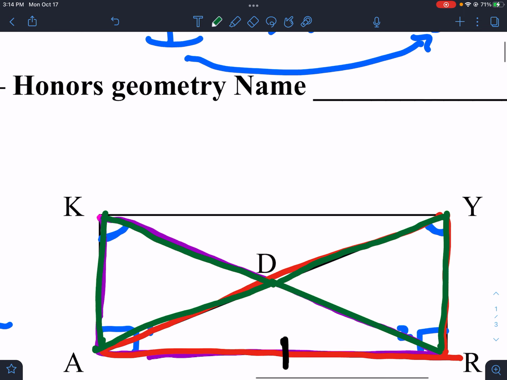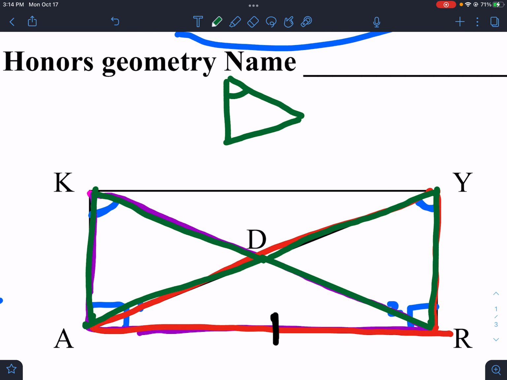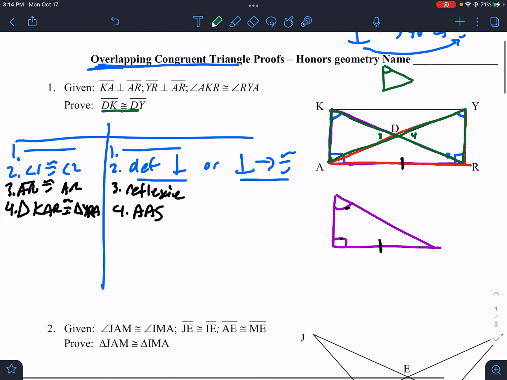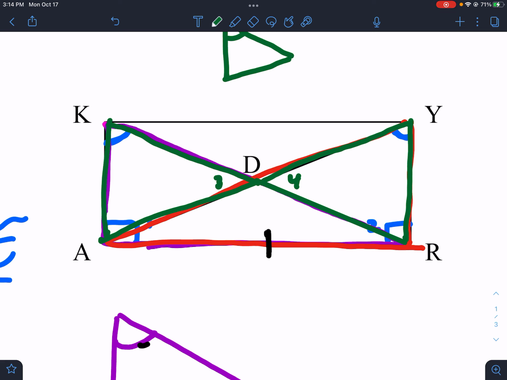So if I were to draw a little sketch of the green triangle so we can see what we're working on, right now we have the angle at the top. And we can get, I'm going to call them angles 3 and 4, we can get those vertical angles real quick. So angle 3 is congruent to angle 4. Those are vertical angles. We already had the angle at the top. These are the only triangles we can really use to get us DK and DY here.